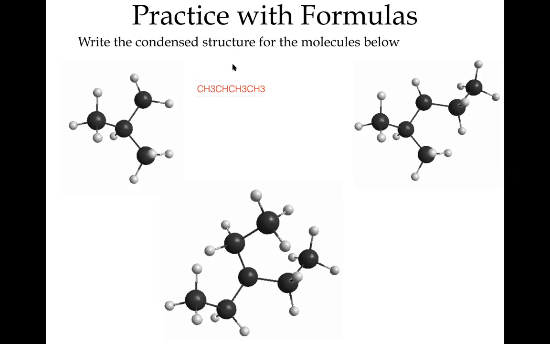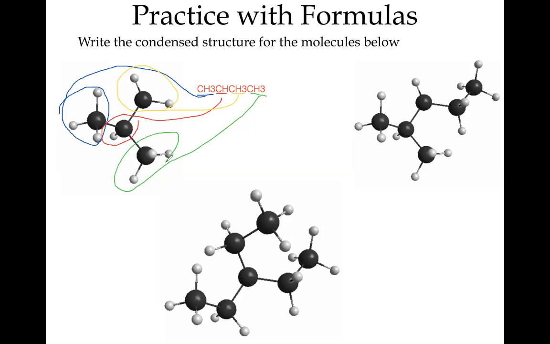So let's get a different color. Okay. So this CH3 is referring to this part. Let's get fancy, do a bunch of different colors. This CH is referring to this. The other CH3 is referring to this one or this one. It doesn't really matter at that point. They're interchangeable. And then this CH3, that. Okay, that's the condensed structure.